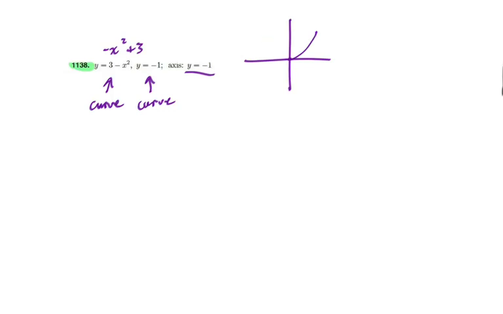The mother function just goes like this, right? But it's going to flip upside down because of that negative, and we're going to shift up 3 because of that +3. So here's our parabolic curve. And then we have another curve, not x equals, y equals -1. So right here, we're at -1. Okay, so this is our curve. Here are our intersection points. Those are going to be our lower and our upper bounds.